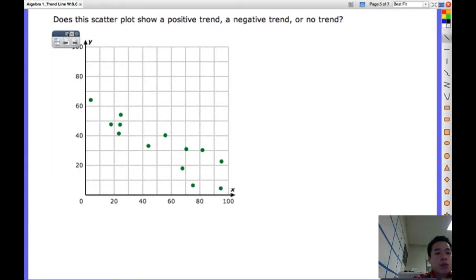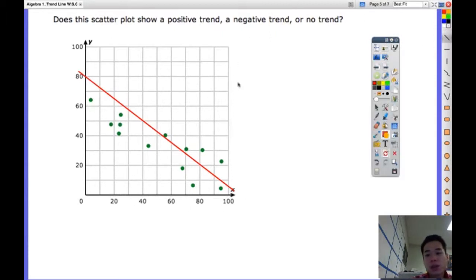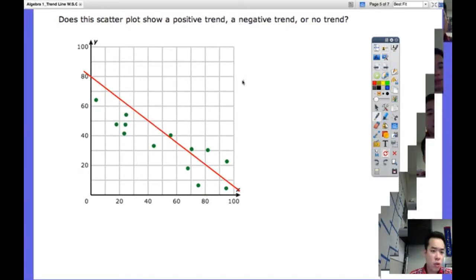So here's an example of a question that you'll be asked a lot. Does the scatter plot below show a positive trend, a negative trend, or no trend? Some of us can see right away that as the x value is increasing, my y value is decreasing. If you're not sure, go ahead and use the straight line tool and draw in the general direction. In this case, it looks like my y-intercept might be at 80, and I'm moving in a downward way. As x is increasing, y is decreasing. So this would definitely be a negative trend.